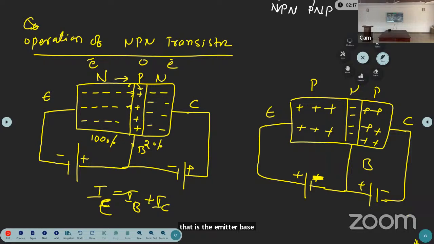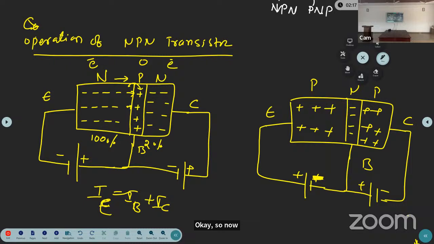Okay, so now the emitter is a P-type semiconductor, having holes as charge carriers. To keep the emitter base junction forward biased, connect the positive terminal of the battery to the P-type semiconductor. The collector is also P-type, with holes as charge carriers, and to keep the collector base junction in reverse bias, you connect the negative terminal of the battery to the collector terminal.